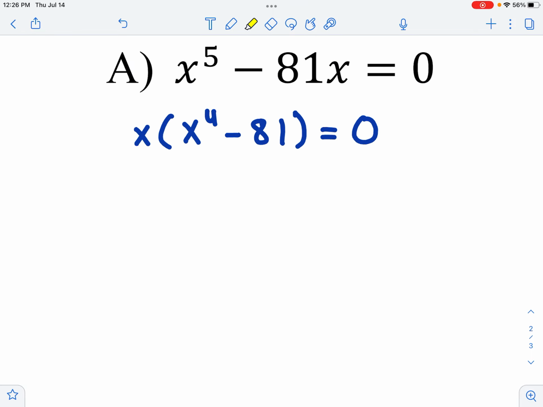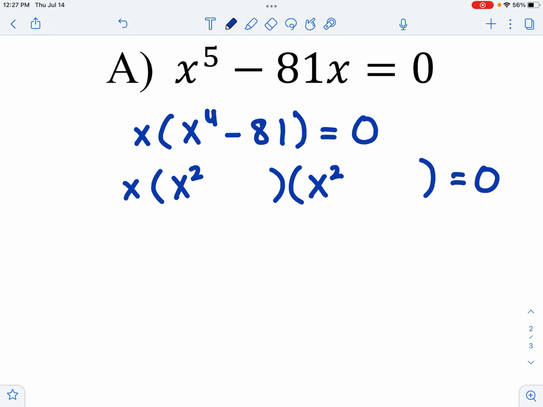So if I look, it's a difference. And x to the fourth is a perfect square. It's x squared times x squared. And 81 is a perfect square. It's 9 times 9. So this is still factorable. I'm going to keep that x in front. And now I'm going to factor my x to the fourth minus 81. My first two terms have to multiply to give me x to the fourth, and they have to be the same thing. So x squared and x squared. And my second two terms have to multiply to give me 81, and they have to be the same number, just opposites. So I have positive 9 and negative 9.